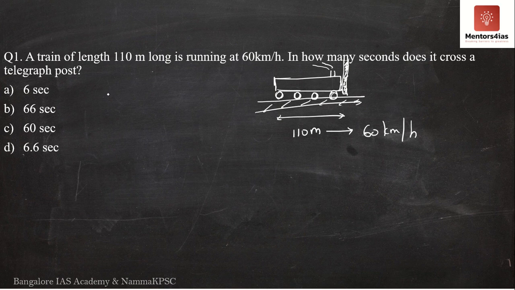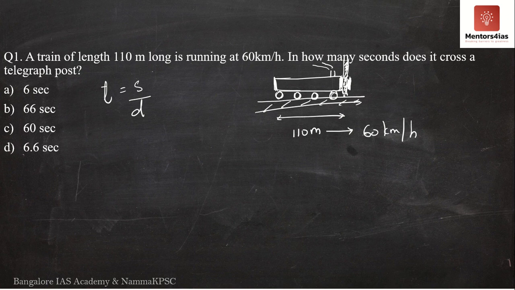Now we can solve it by making use of time is equal to distance by speed, because the question is asking for how many seconds, that is how much time it takes to cross the telegraph post. So what does that mean? See here, this is the front end of the train. This is when the time starts. After that, how much time does it take for the rear end to reach this location?